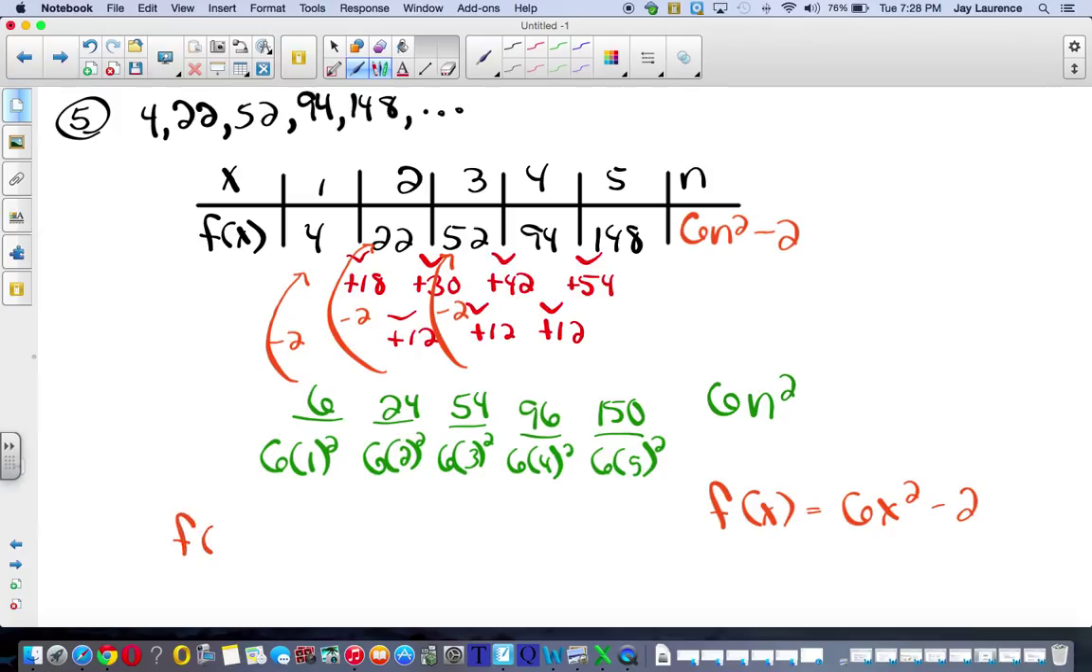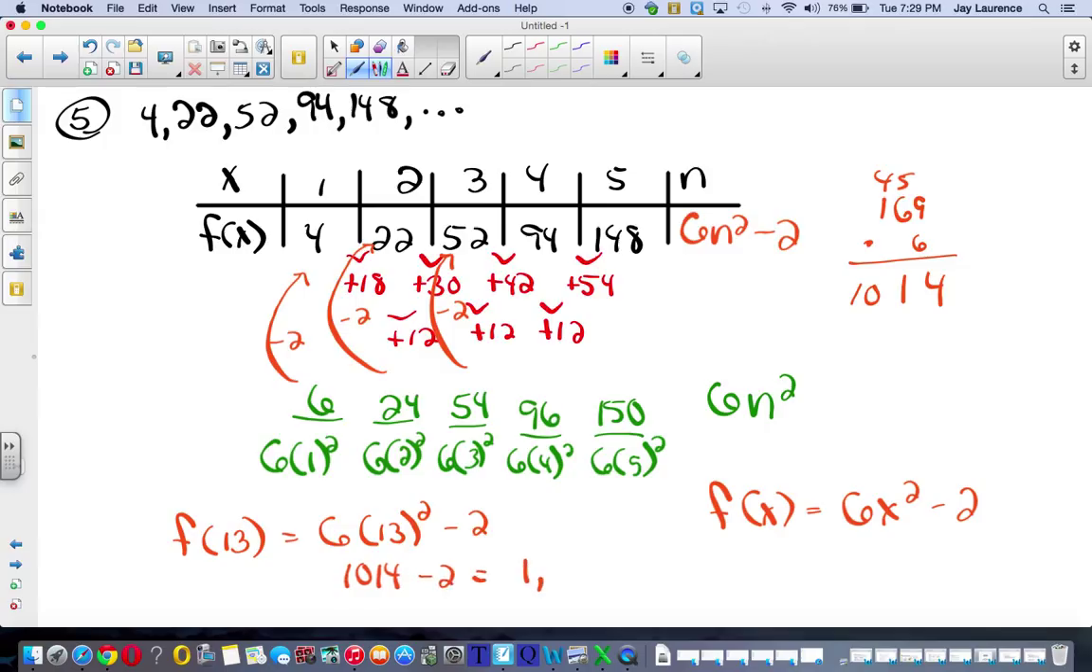Like if I want to find f of, I don't know, let's go with 13. Okay, I would go 6 times 13 squared minus 2. And so this is going to be 169. So I've got 169, and I have to multiply that by 6. And when I do that, I'm going to get 4, right? 54. 6 times 9 is 54. And then I got to carry the 5. And so I got 36, and a 5 is 41. Carry the 4. Looks like it's going to be 1,014. So 1,014 minus 2, which would be 1,012. That's what f of 13 equals.